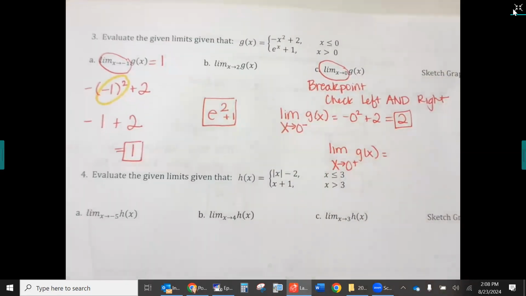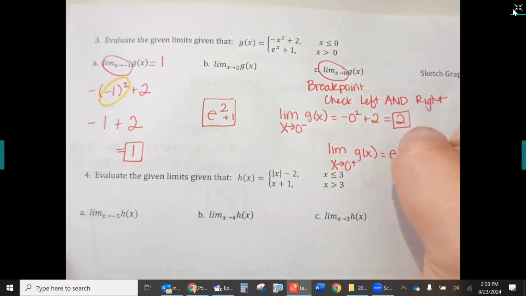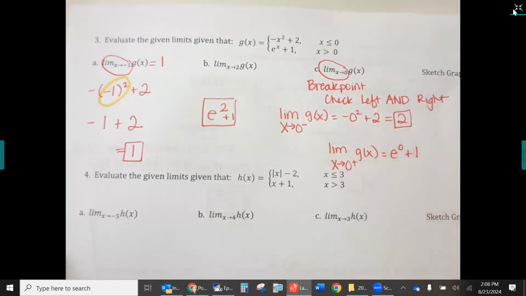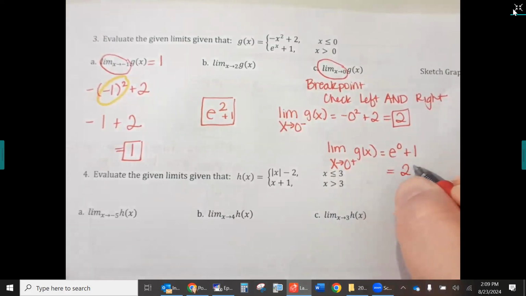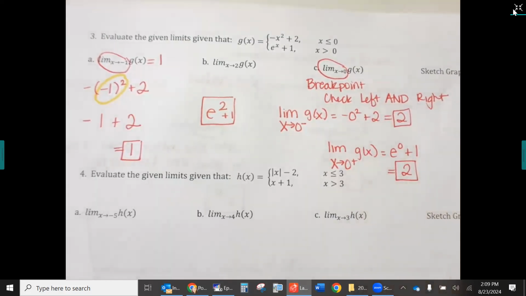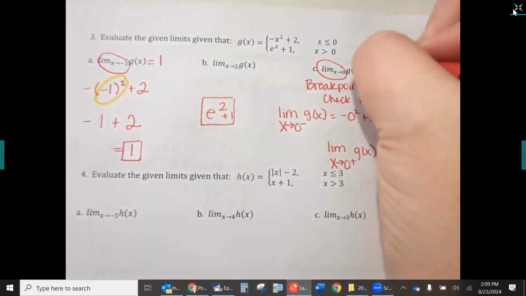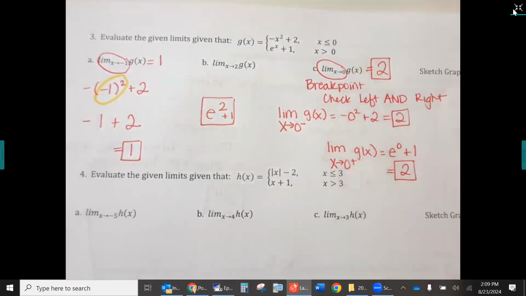Okay, now let's do my right hand limit. I'm plugging in 0 here. E to the 0 plus 1. But what is anything to the 0 power? 1. Not 0, it's 1. And if this is 1 and I add another 1 to it, what is the right side limit going to equal? 2. So did my left and right sides come out to be the same number? Yes. Then this is 2. But what if they had come out to be different? Then you would put DNE.